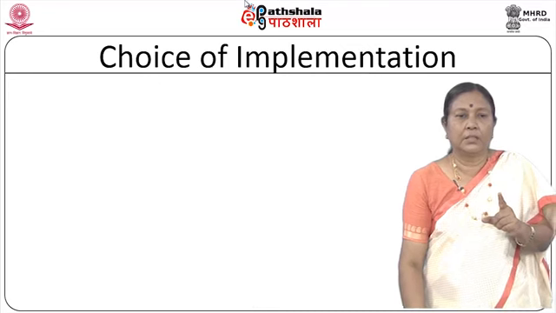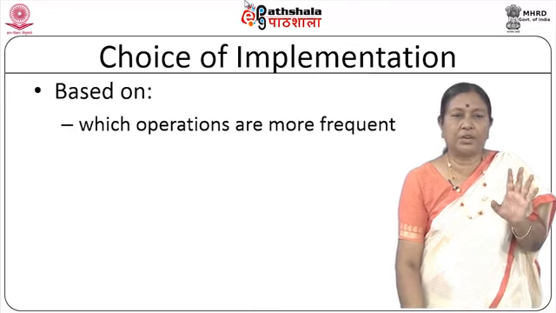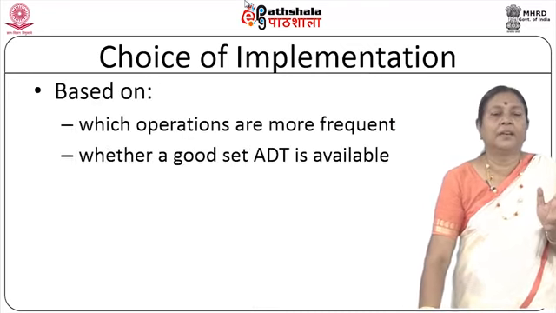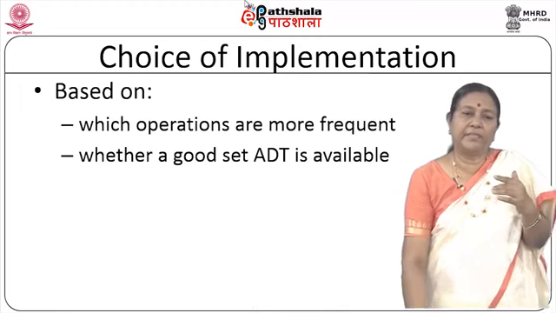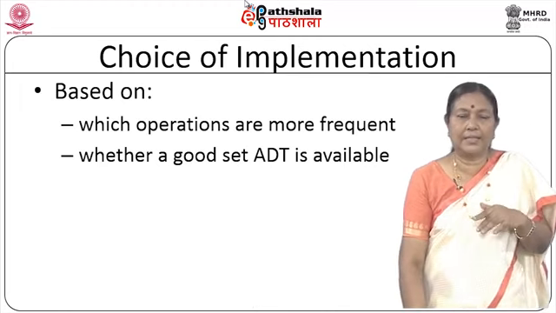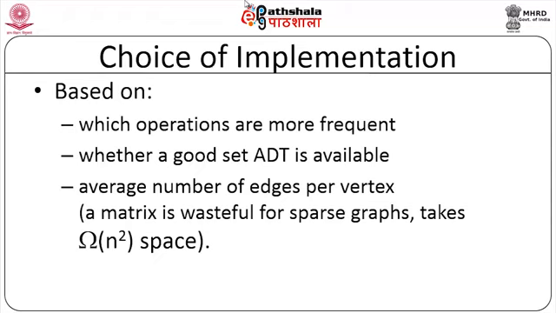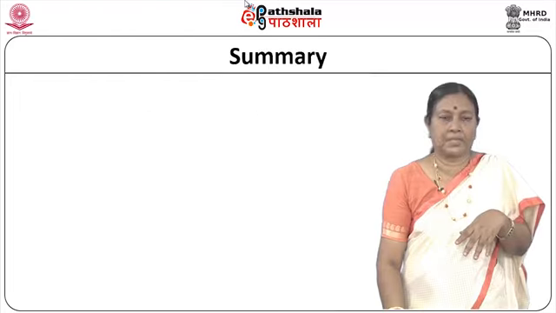So, the choice of the implementation is based on which operations are more frequent, whether a good set ADT is available, and the average number of edges per vertex. This is also very important when you choose the implementation. A matrix is wasteful for sparse graphs because you are actually allocating n times n, and if it is very sparse, there will be more zeros than ones, and it takes approximately of the order of n squared space.